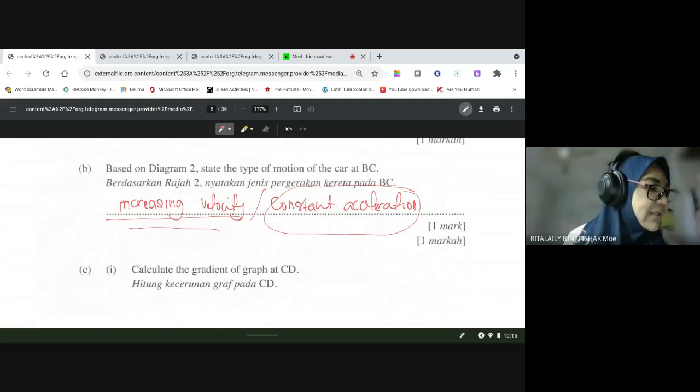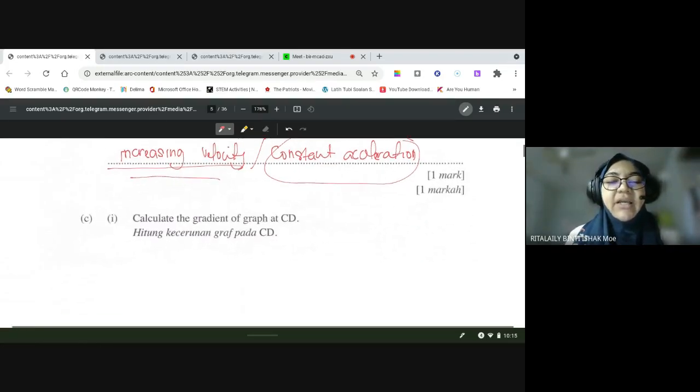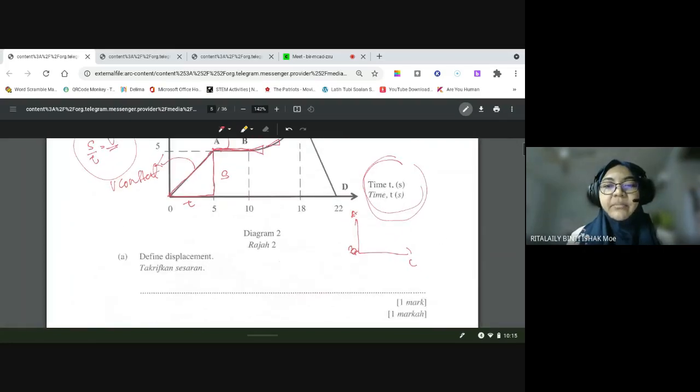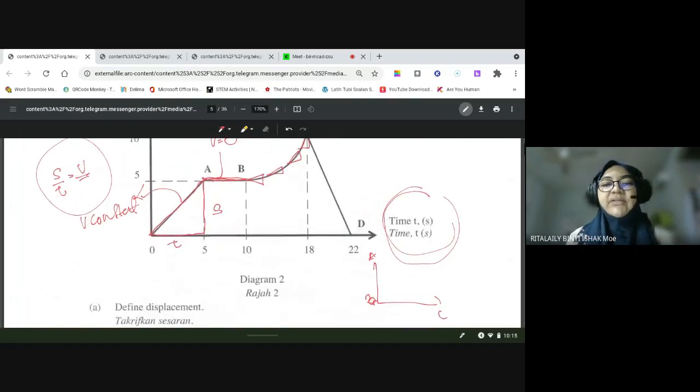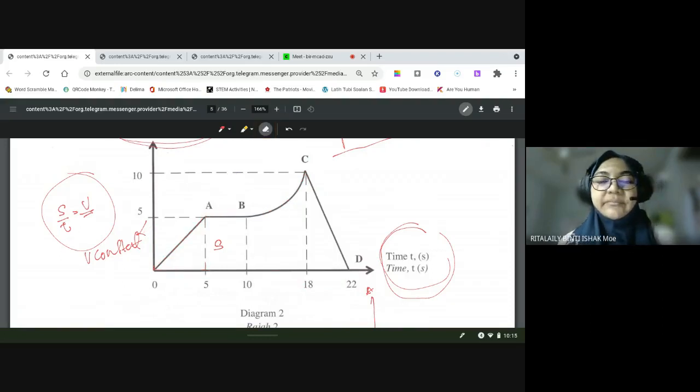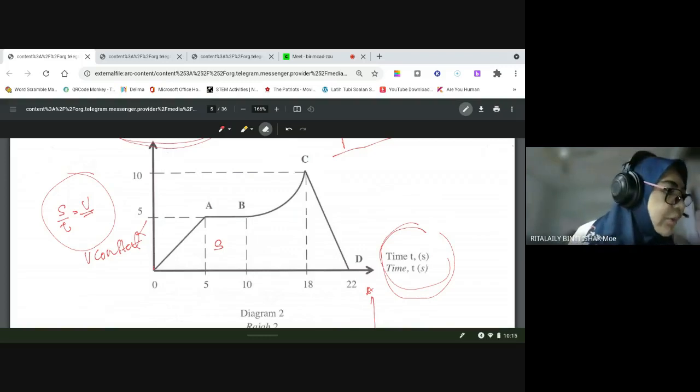Okay. So C1, calculate the gradient of graph at CD. Mana CD? Okay. So this one. So what is the gradient at CD? Berapa? 2.5 meter per second. Okay.